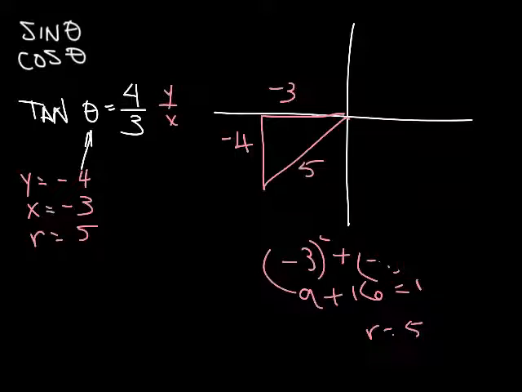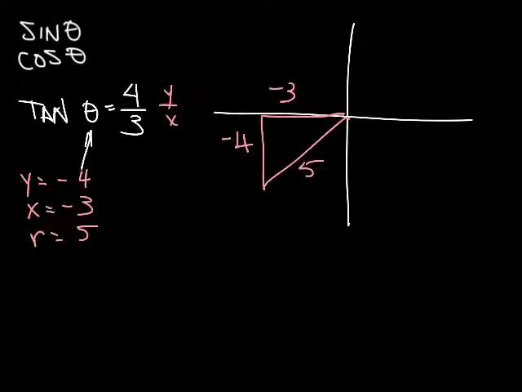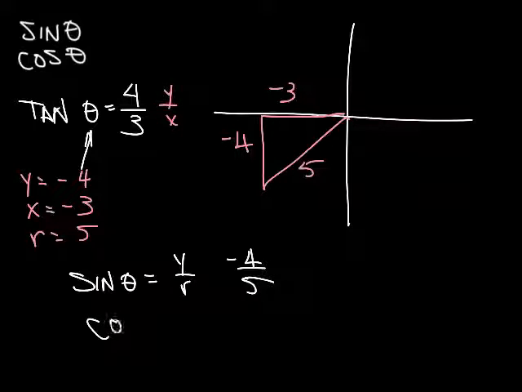So given that bit of information, I can very easily find out what my sine of theta is. Because sine of theta, I know, is y over r, right? So y is negative 4, r is 5, and I just found the sine of theta. And they also want me to find, let's see, what else? Cosine of theta. Well, I know cosine of theta is x over r, and my x is negative 3, my r is, what did I say my r is? 5. And therefore I have my cosine of theta.